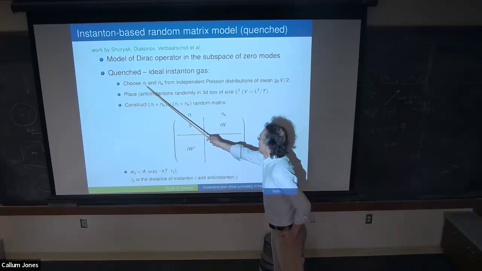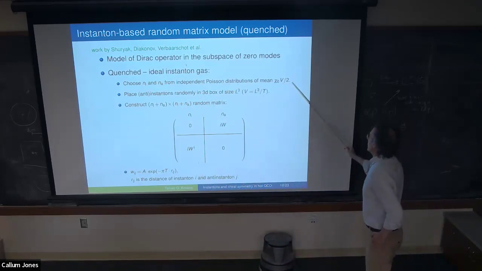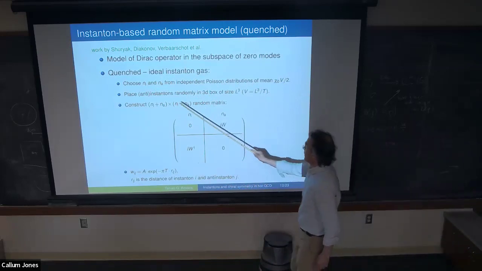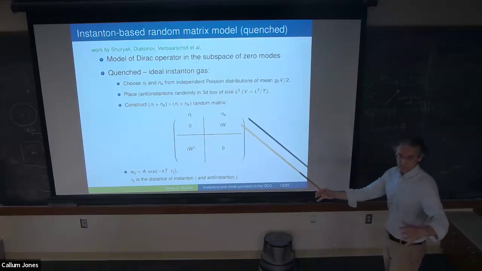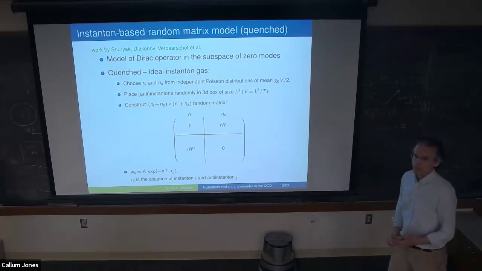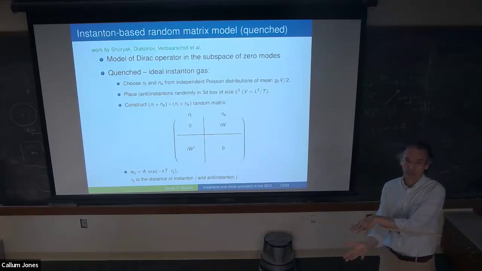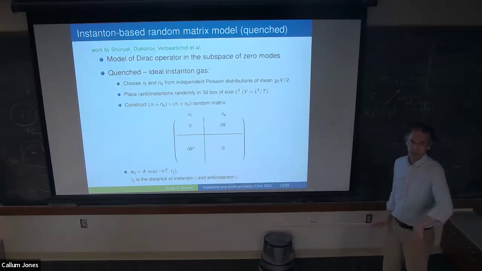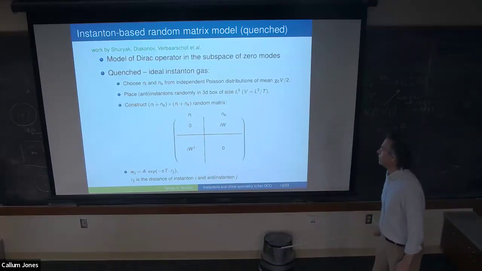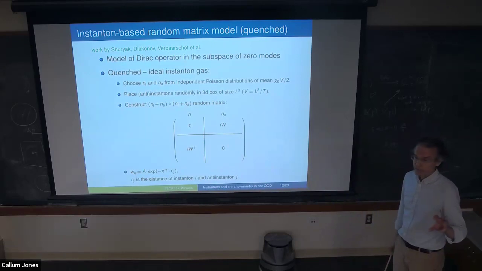So first of all, you choose the number of instantons and anti-instantons from independent identical Poisson distributions with a certain parameter. Okay, so you decide these numbers, and then you place down the instantons and the anti-instantons in a three-dimensional box of some fixed size. Three-dimensional because typically the instanton size is close to the size of the box in the temporal direction, so the temporal coordinate doesn't really matter. So you have Ni and Na of these objects randomly placed down in a cubic box of size L. And now you construct a matrix. And this will be the model of the Dirac operator in this basis of the zero modes. And this is just the Dirac operator in this subspace.